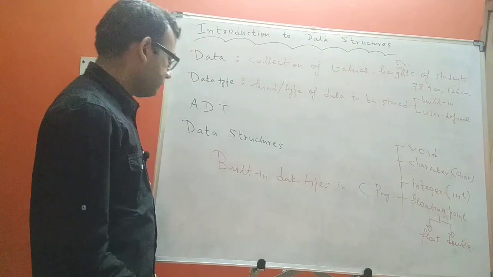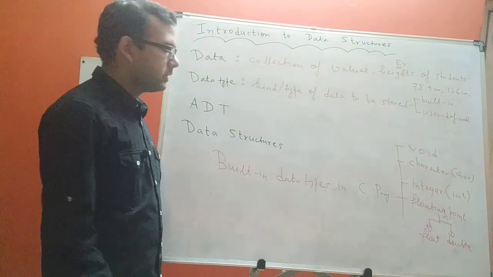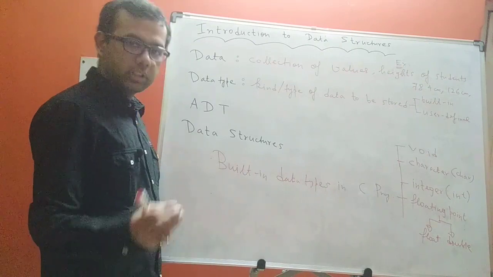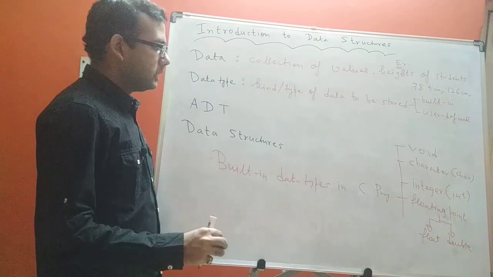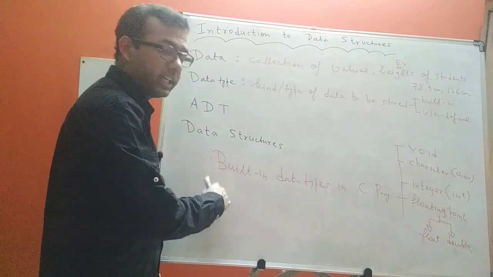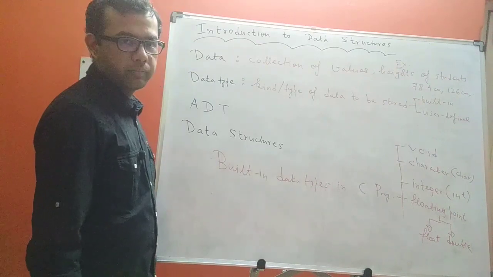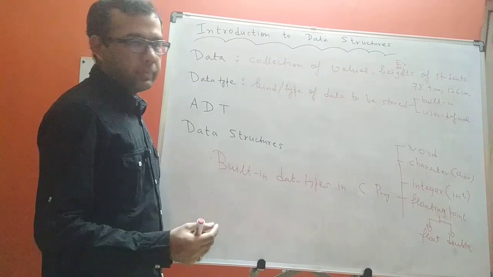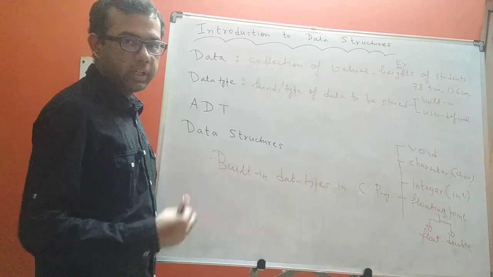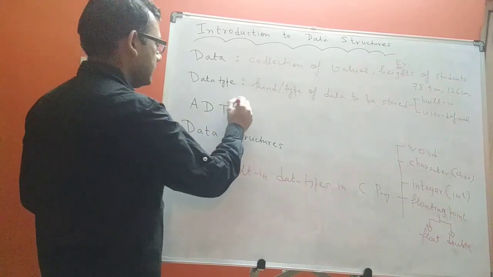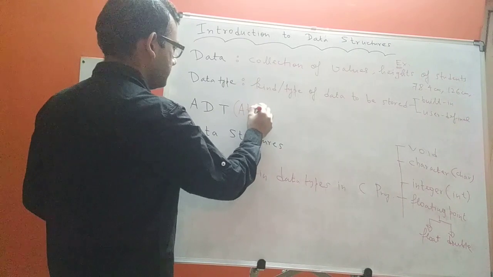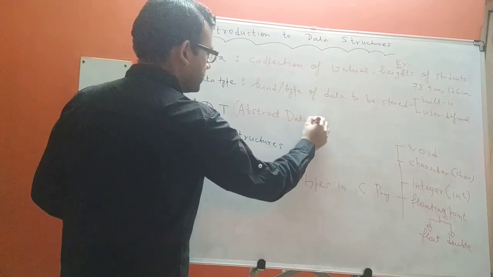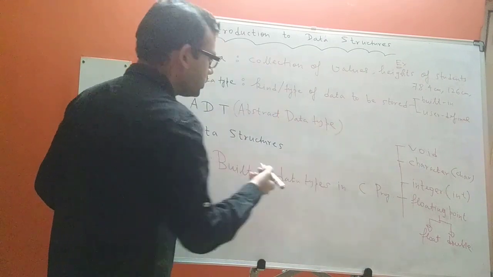Now, the problem is, what if an application requires data to be stored and that data cannot be represented using any of the built-in data types in C programming? Then what you would do is you would go for your own data type, and a programmer's own data type is referred to as ADT, or abstract data type. ADT stands for abstract data type or user-defined data type.